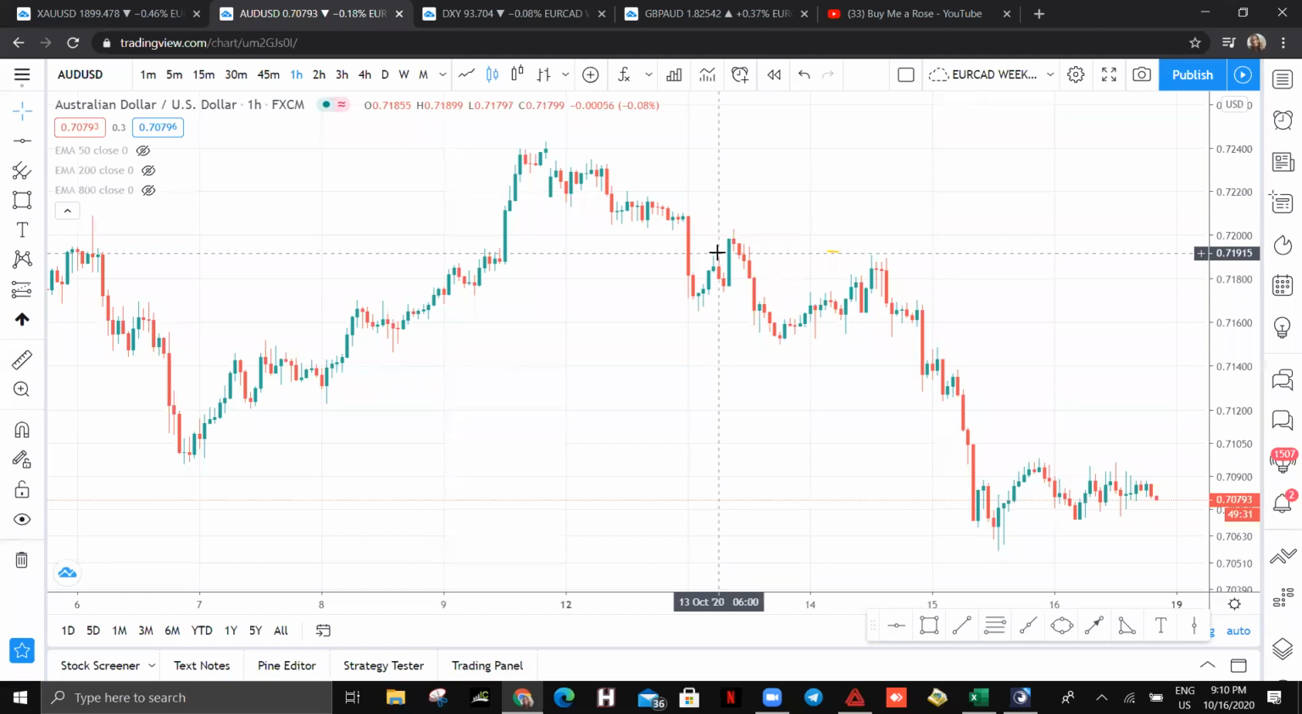I prefer TradingView. TradingView is more friendly. I map out my chart here, then I go to my TradingView and I enter my chart. Now you see how clean my chart is. I actually don't like using indicators.